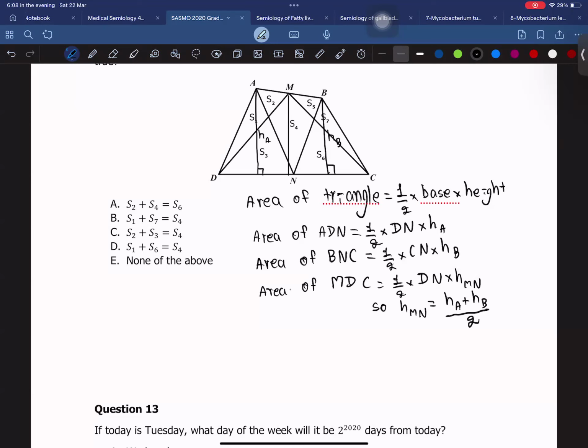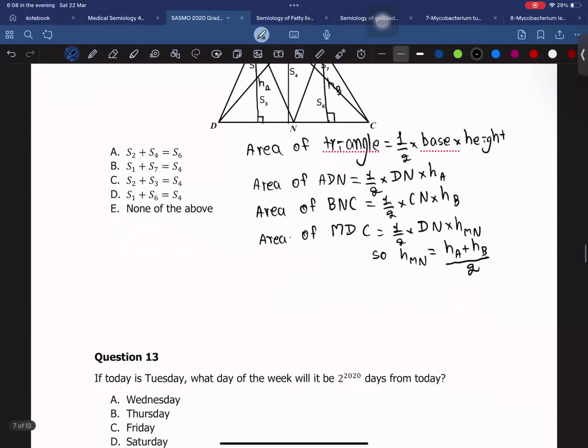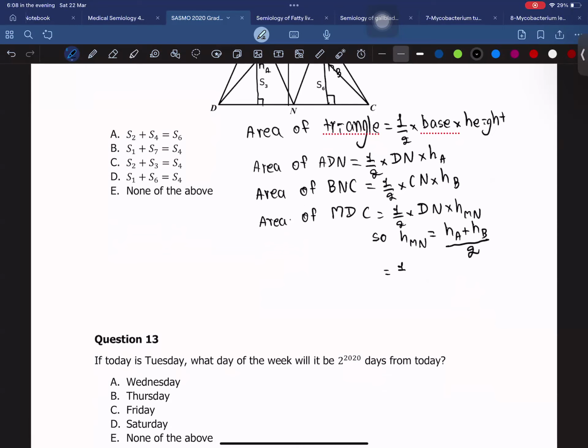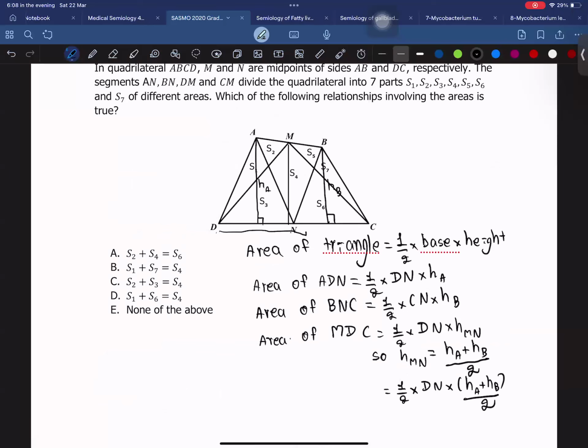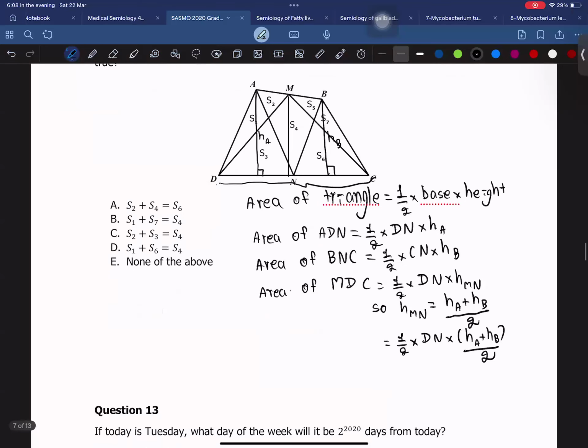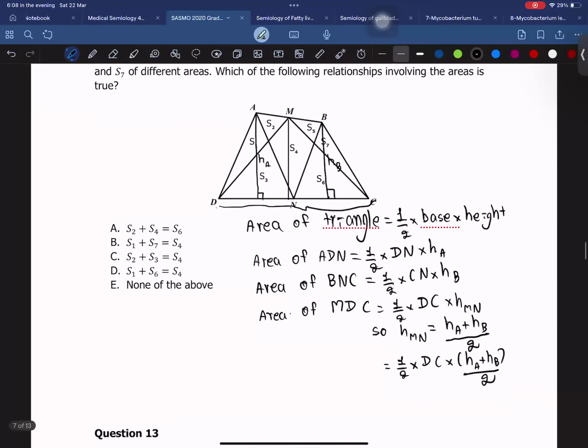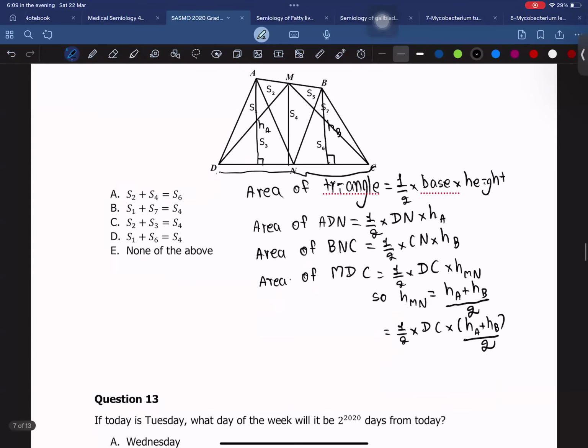Okay, so I assume that there's no question here. So we're going through. We have 1/2 times DC times HA plus HB over 2. Okay, so as we can see here, what is the value of DN? Oh, DC. My bad, I wrote it wrong. DC. So what is the value of DC?